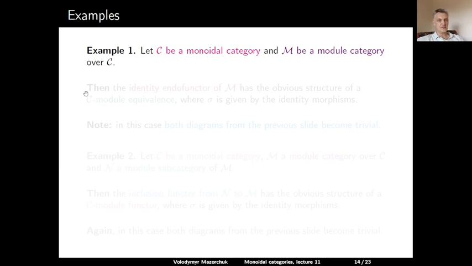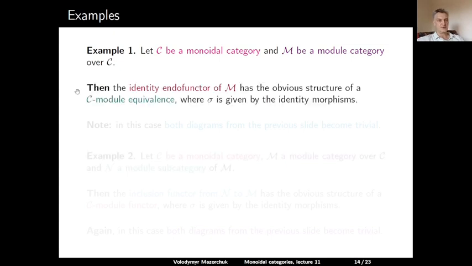Let us look at some easy examples. Example 1, let C be a monoidal category and M be a module category over C. Then the identity endofunctor of M has the obvious structure of a C module equivalence, where all sigmas are given by the identity morphisms. And in this case, both diagrams from the previous slides become trivial.